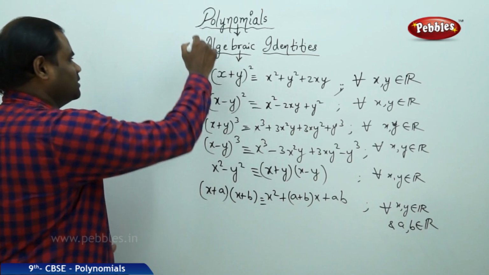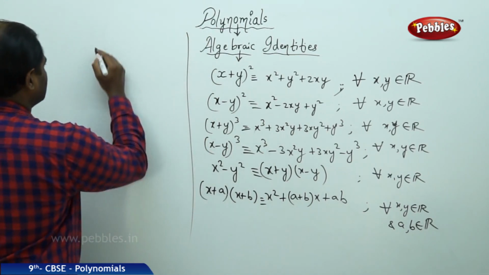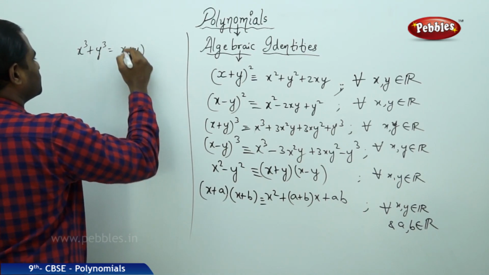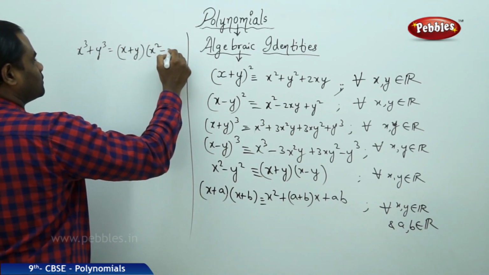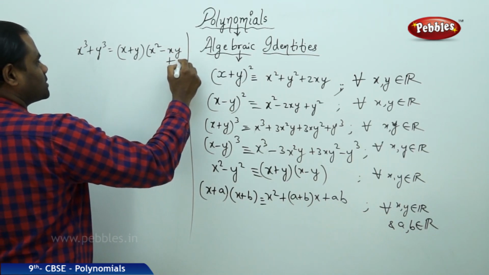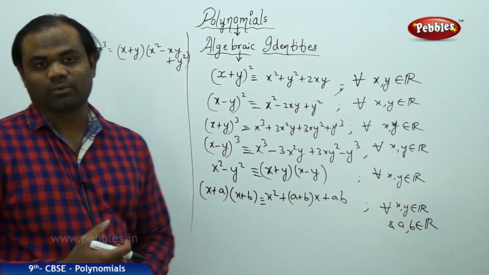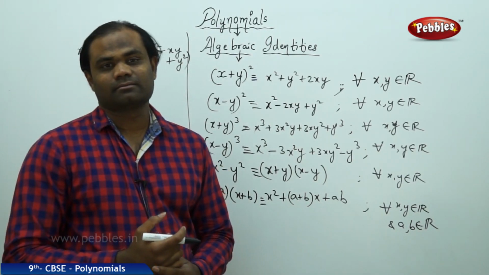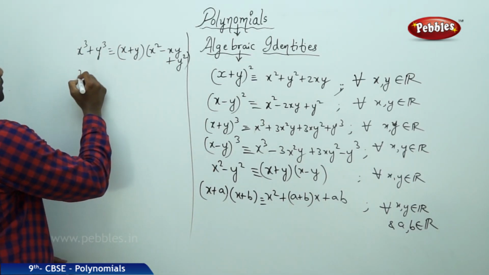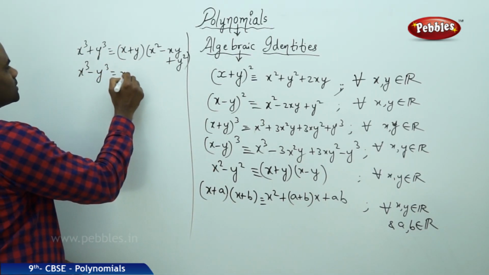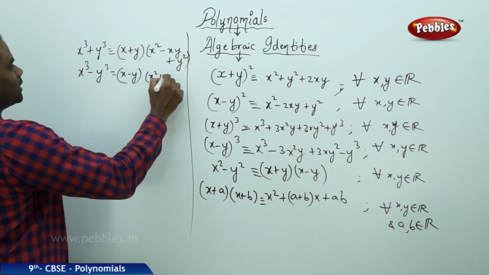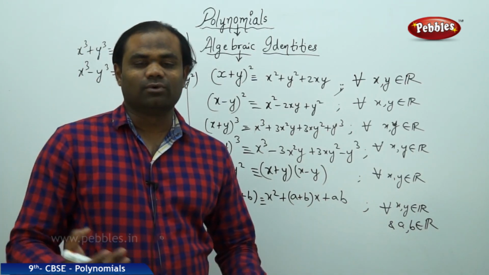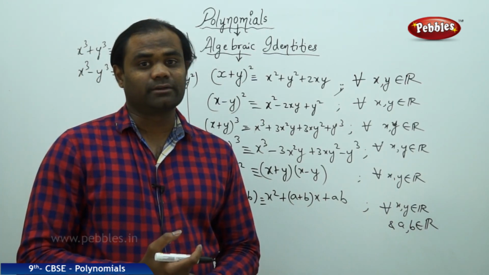Similarly, we have many other algebraic identities like x cube plus y cube, which is said to be x plus y into x square minus xy plus y square, is also one of the identities which makes this equal to this. X cube minus y cube is x minus y into x square plus xy plus y square, and so on and so forth we have many algebraic identities.